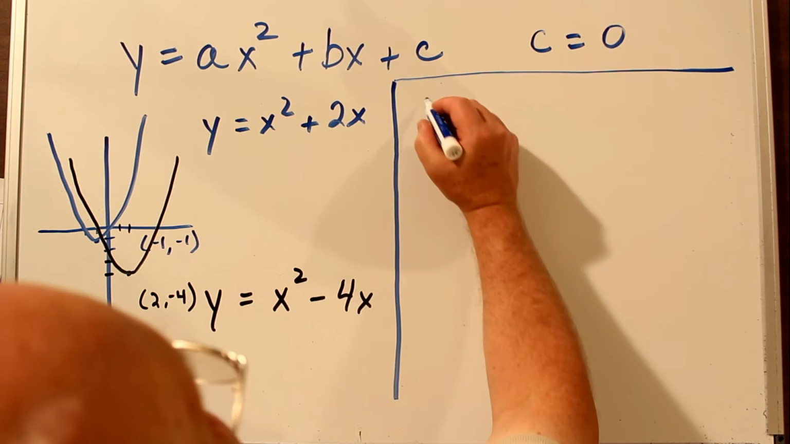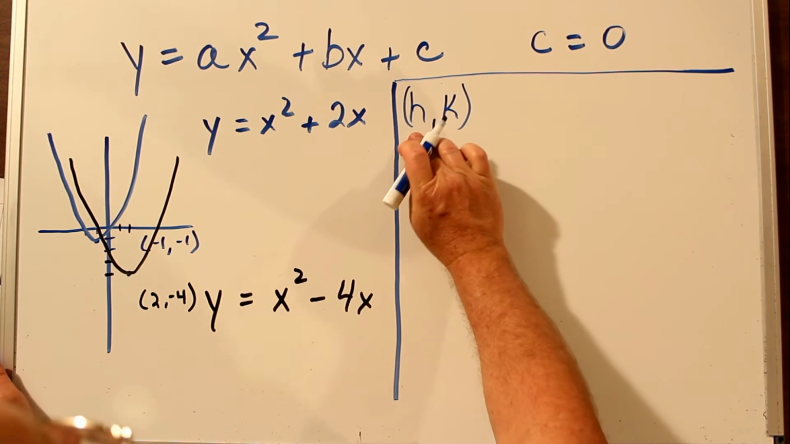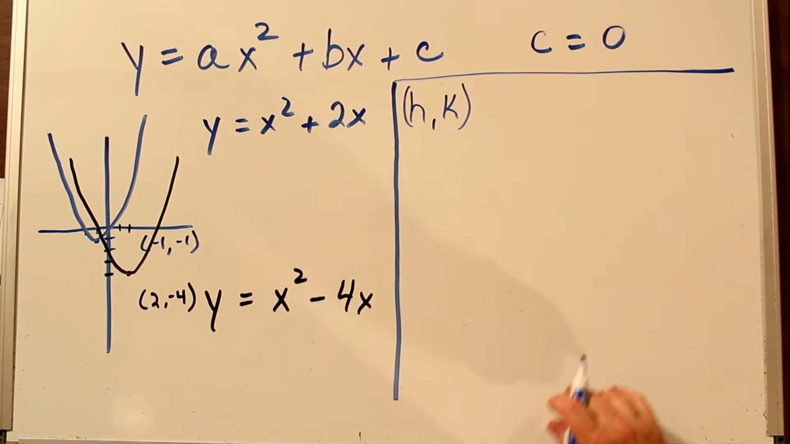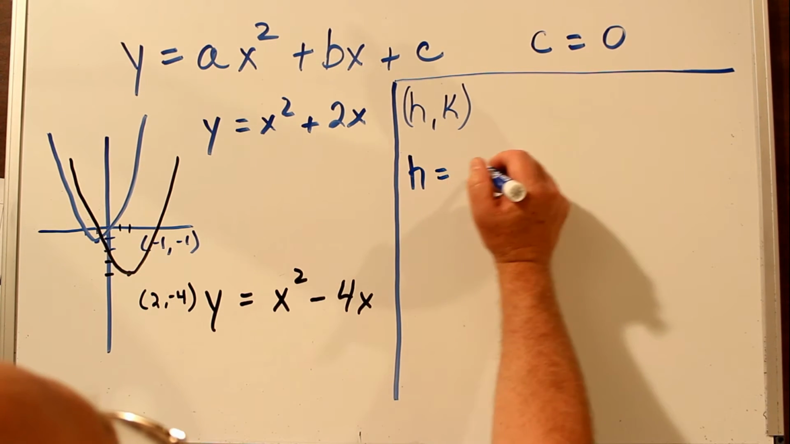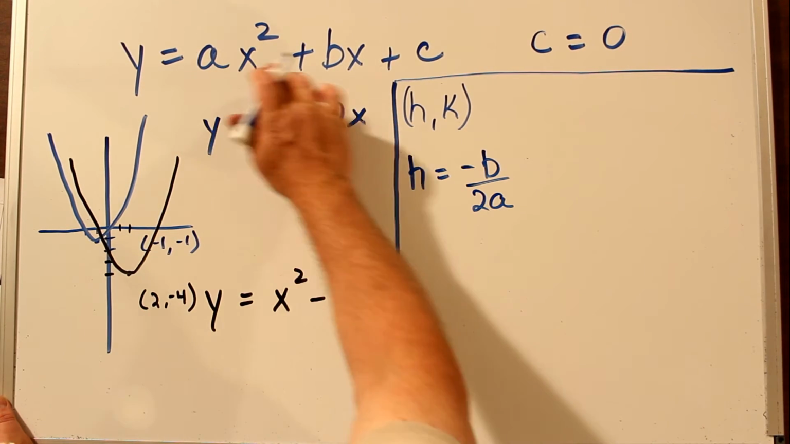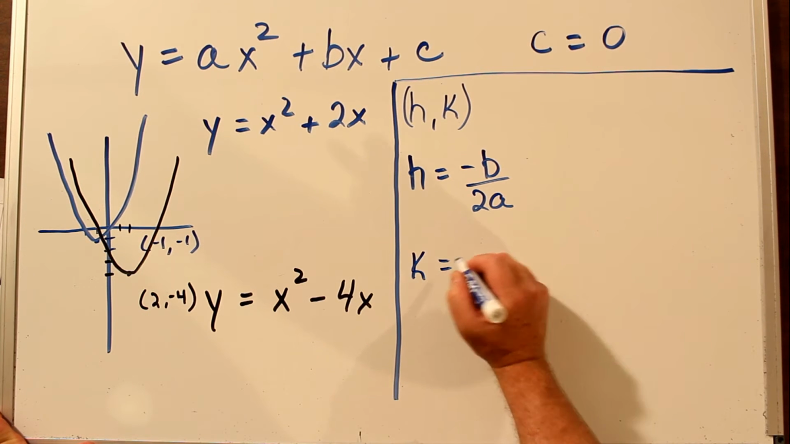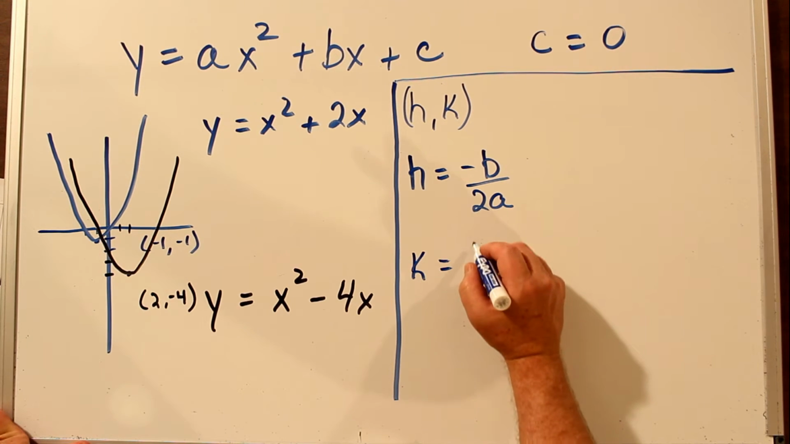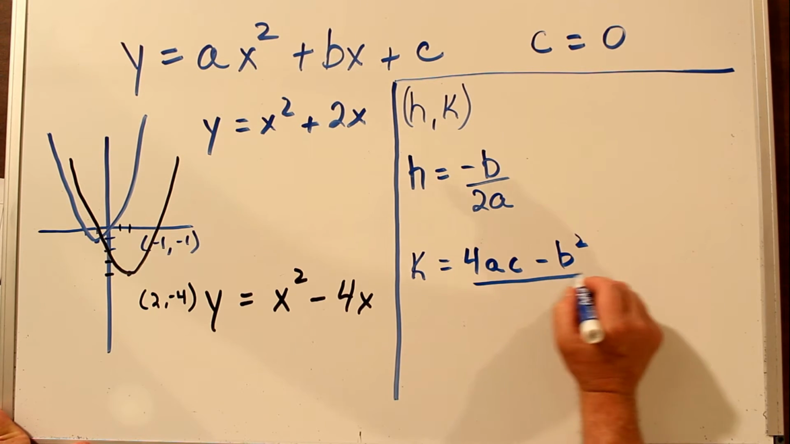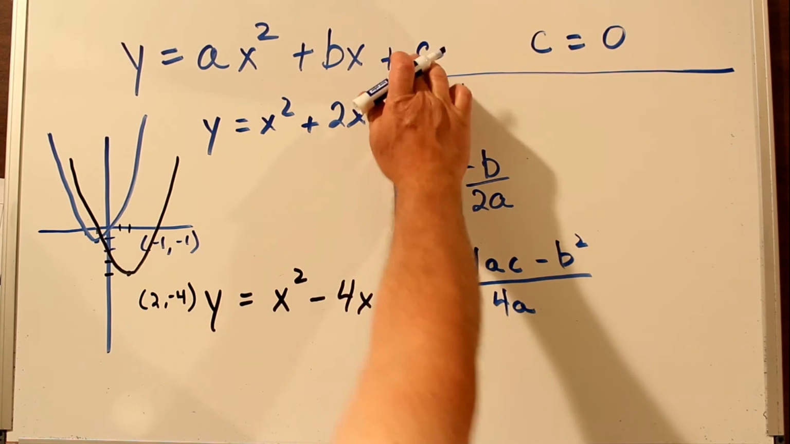It turns out the vertex of a parabola, we'll give it the letters h and k, where h is the x coordinate of the vertex and k is the y coordinate of the vertex. H equals minus b over 2a. The b and the a are coming from the quadratic formula. K, the y coordinate of the vertex, is a little more complicated. It's 4ac minus b squared over 4a. Again, the a, the b, and the c are coming from this form.